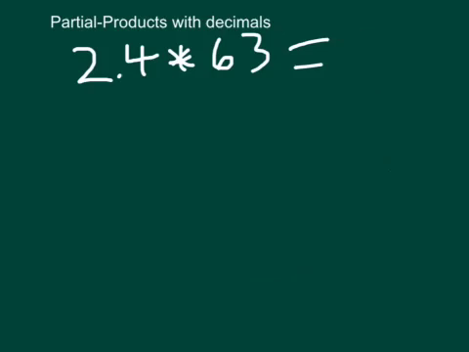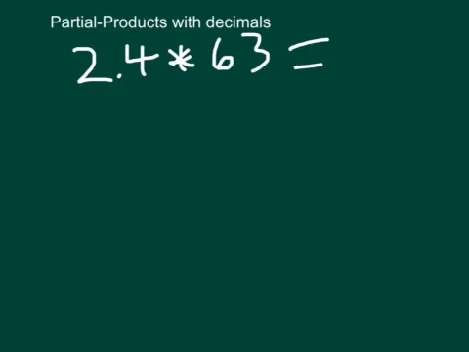All right, now that we're working with decimals, it's really helpful to make a magnitude estimate first to know what place value we're expecting our answer to be in. So let's go ahead and do that right now. So 2 and 4 tenths times 63 equals something. Let's find a nice estimate that we could use to help us.